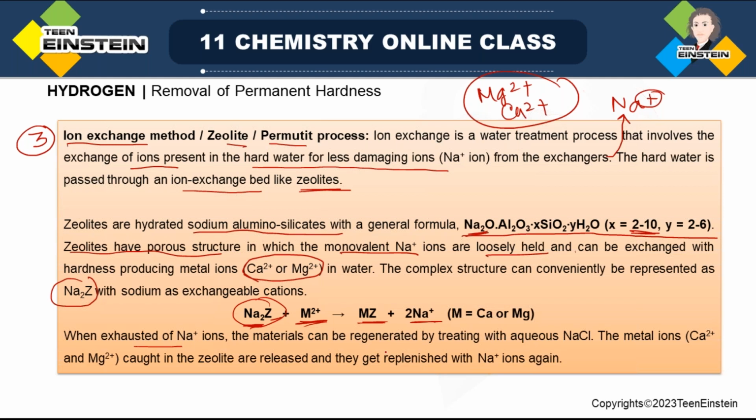Now what to do? You can easily regenerate the previous structure of zeolite if you simply treat it with aqueous NaCl. So NaCl is the source of Na+. Now these metal ions which are trapped on the zeolite surface will be released again, and the zeolite gets replenished with Na+. So it can be used again. This is a good method because you can use it several times. It is less costly. Fine. So this is the third method.